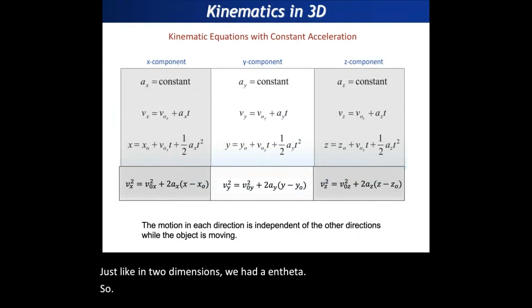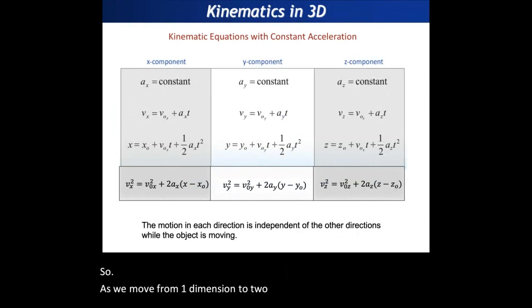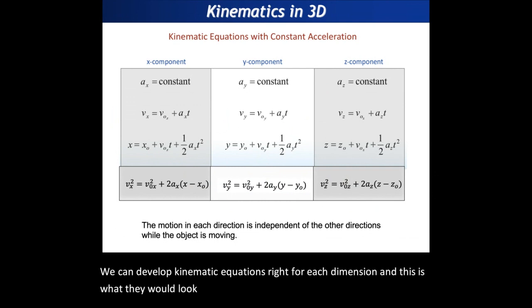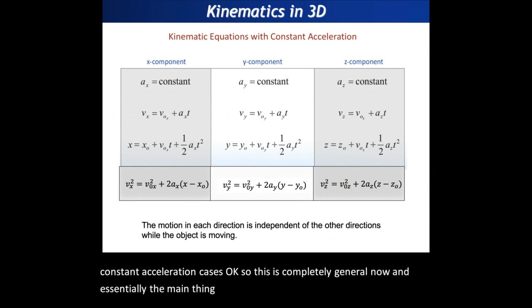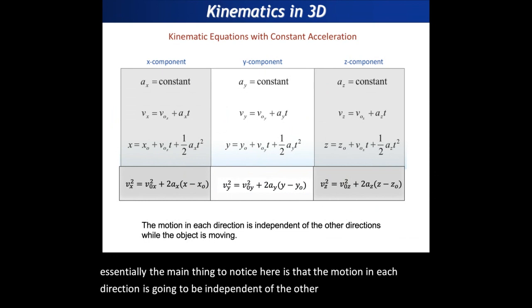As we move from 1 dimension to 2 dimensions or 3 dimensions, we can develop kinematic equations for each dimension. And this is what they would look like. So these are our kinematic equations for our constant acceleration cases. This is completely general now, and the main thing to notice here is that the motion in each direction is going to be independent of the other directions while the object is moving.